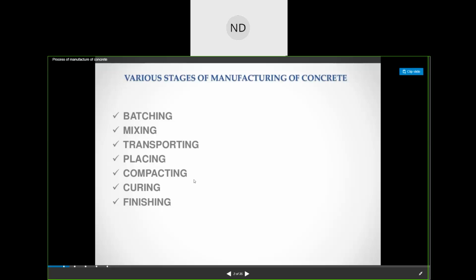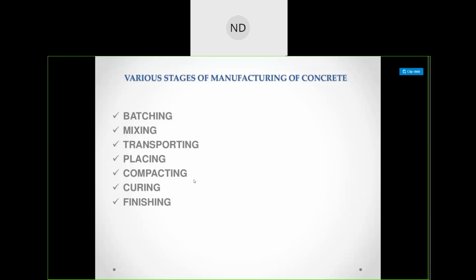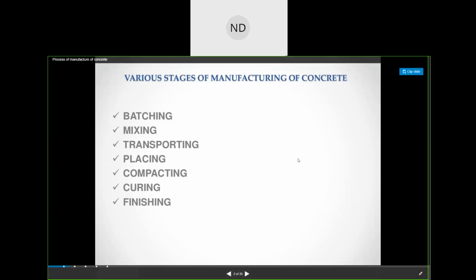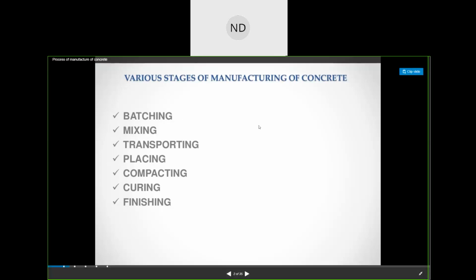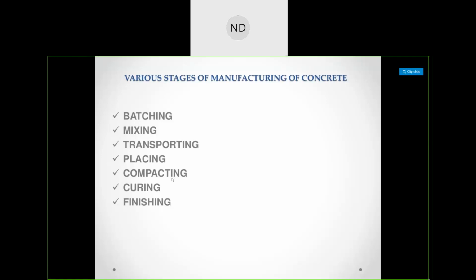Now today we'll be talking about the concrete. Before going further, now you know what concrete is: a mixture of cement, fine aggregate, coarse aggregate, and water, right? There are various stages of the manufacturing of concrete. Those are batching, mixing, transporting, placing, compacting, curing, and lastly finishing.